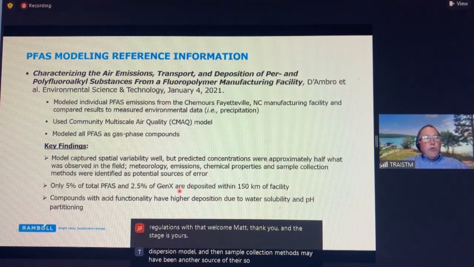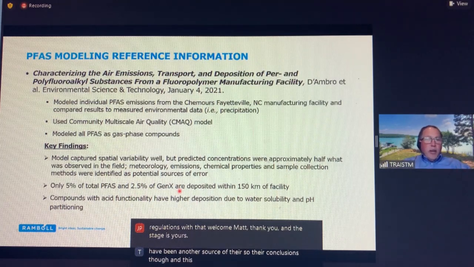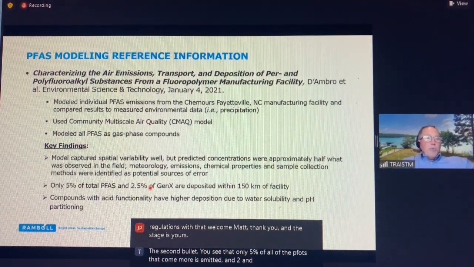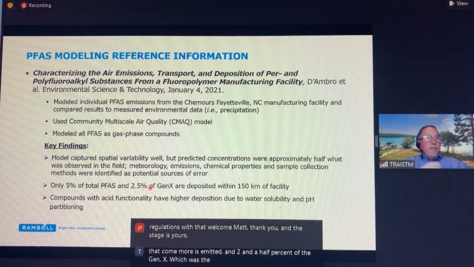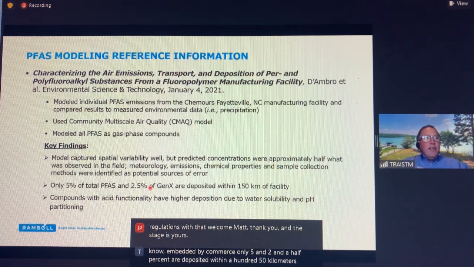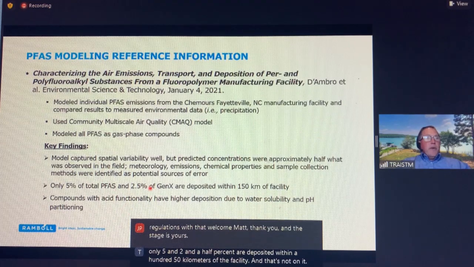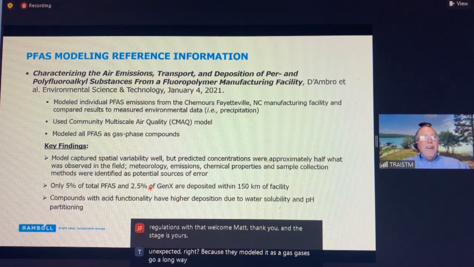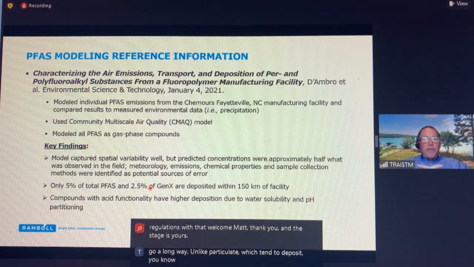Their conclusions, though, and this is the key takeaway, the second bullet, you see that only 5% of all of the PFAS that Chemours emitted and 2.5% of the GenX, which was the dominant PFAS compound emitted by Chemours, only 5 and 2.5% are deposited within 150 kilometers of the facility. And that's not unexpected, right? Because they modeled it as a gas. Gases go a long way, unlike particulate, which tends to deposit closer to the facility.